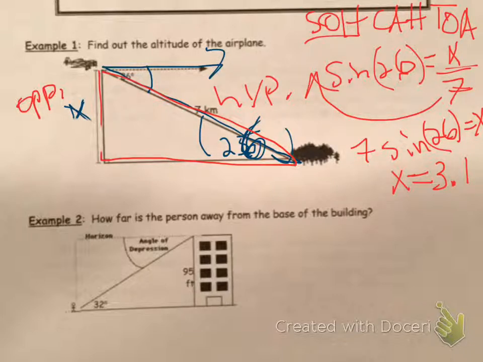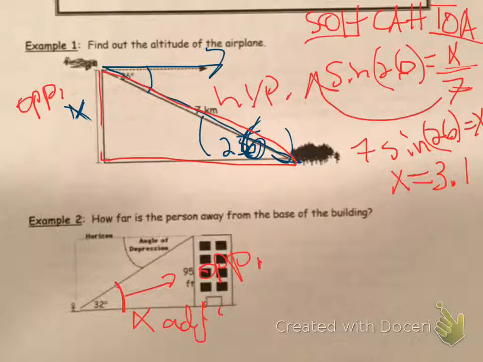All right, if we go to the other problem, it looks like they actually gave us the angle of elevation. I notice that 95 is opposite. What we're missing is how far the person is from the base of the building, so the bottom part is x. Right now I have an opposite and an adjacent. From there I'm going to use my SOHCAHTOA. Opposite over adjacent, so it'd be TOA.